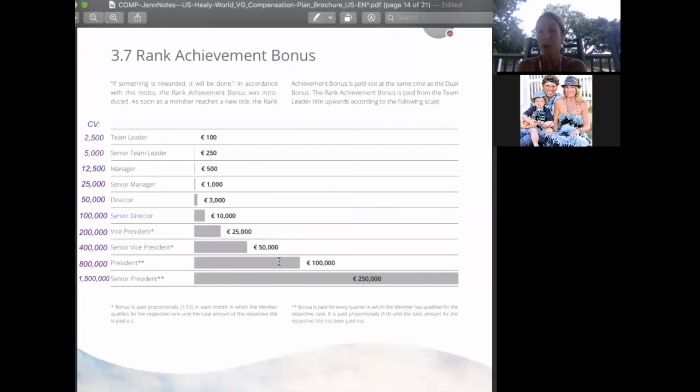And the rank achievement bonus is paid out on the 15th of the following month after the end of either that month or the quarter. Currently, we're having some issues getting those paid on time, this is July 2020. So those are probably on hold and will get paid out once we get the new back office in a couple of months. But just know they will be coming. They have hired an independent audit company to make sure all of those get paid out.